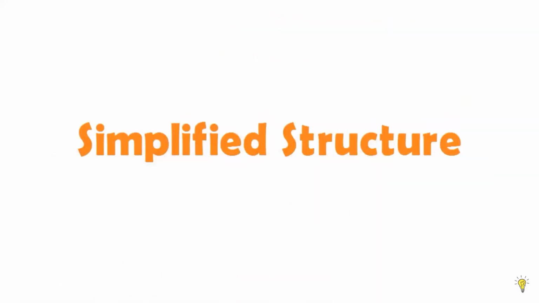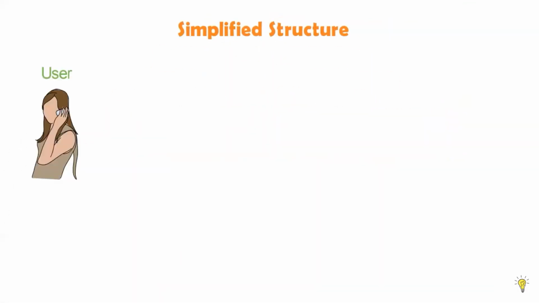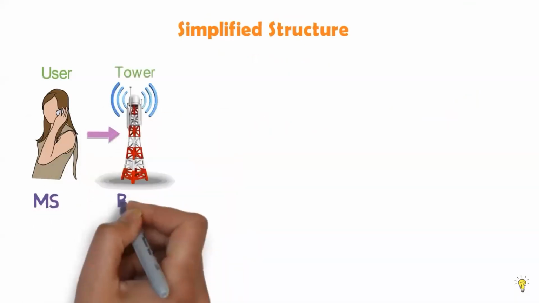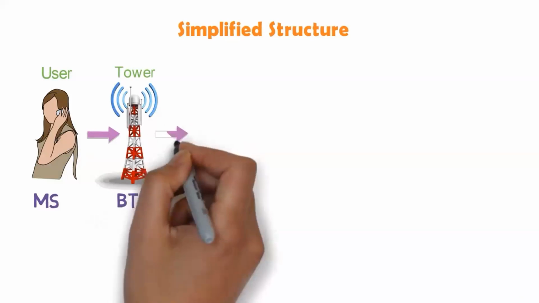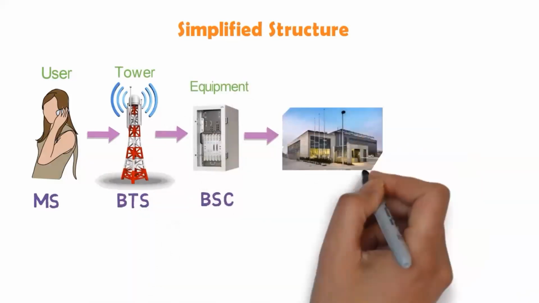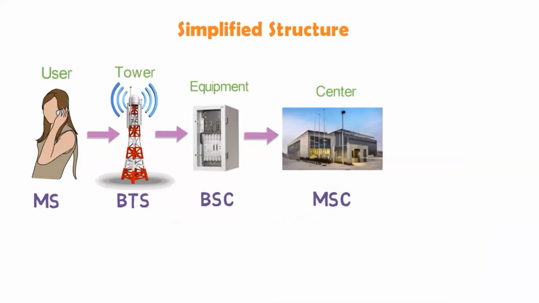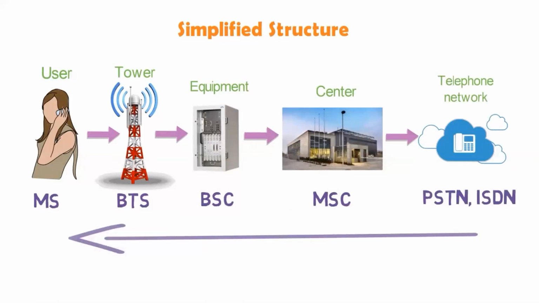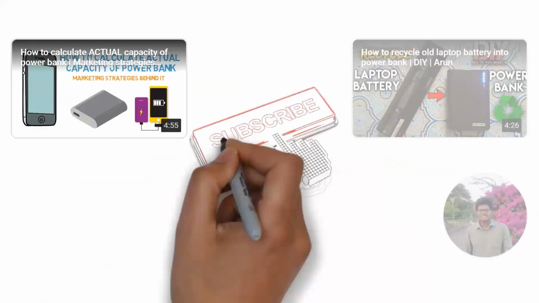The GSM system can be simplified as shown. The user calls a certain number using a mobile. The signal is received by the mobile tower, which is BTS. Then it is routed to BSC for allocating a radio channel and reaches MSC for tracking location and authentication. Finally, the signal is transferred to a telephone network. At the receiver side, the signal transmission occurs in the reverse direction.